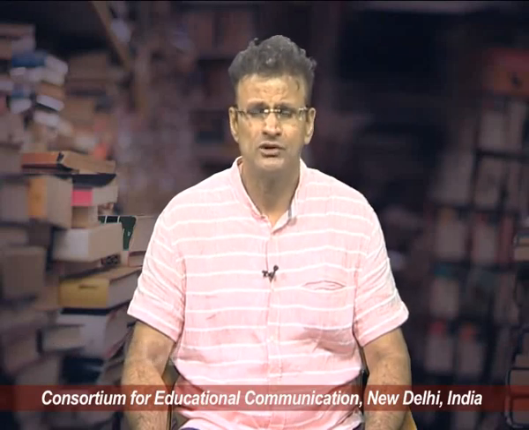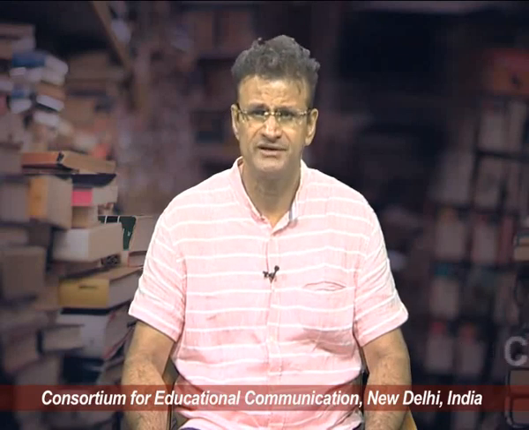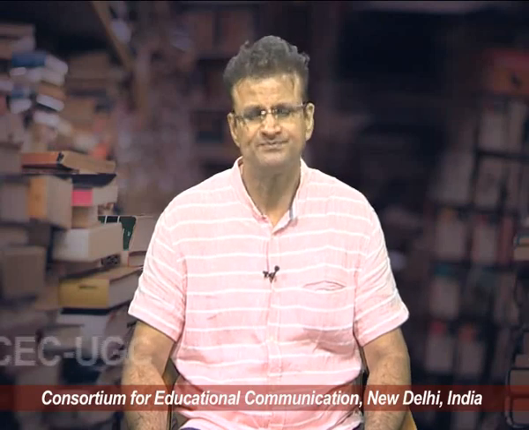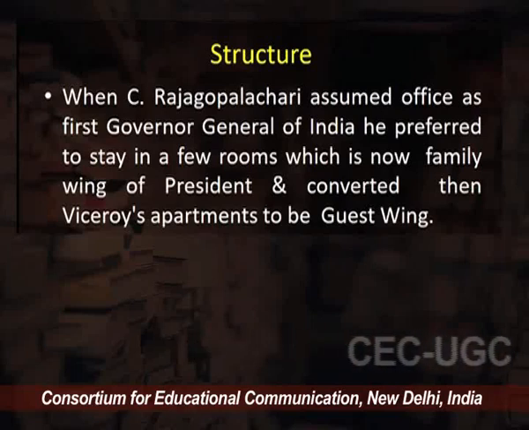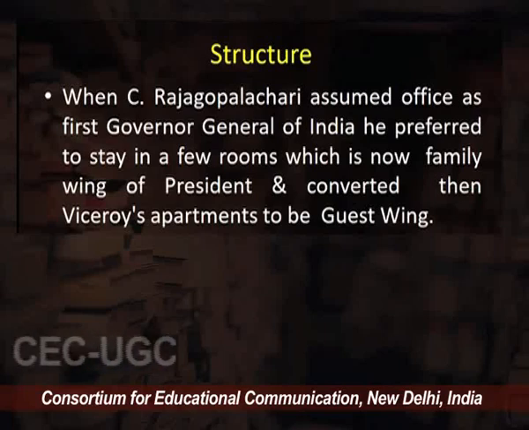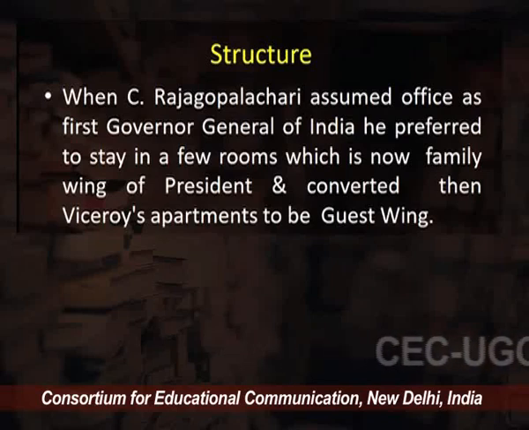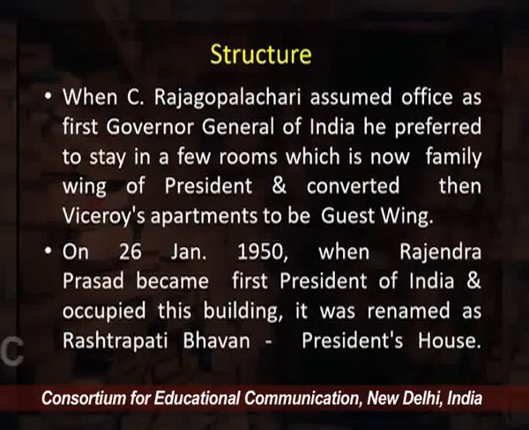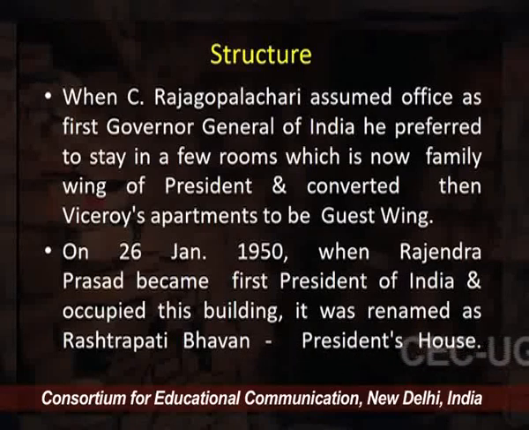And when you talk about the contribution made by Indians after independence, we find that C. Rajagopalachari, when he became the first Governor General of India, preferred to stay in a few rooms, which is now the family wing of the President, and he converted the then Viceroy's apartments into the guest wing. And after that, when Rajendra Prasad assumed charge as the first President of India on 26 January 1950 and occupied this building, it was renamed the Rashtrapati Bhavan, or the President's House.